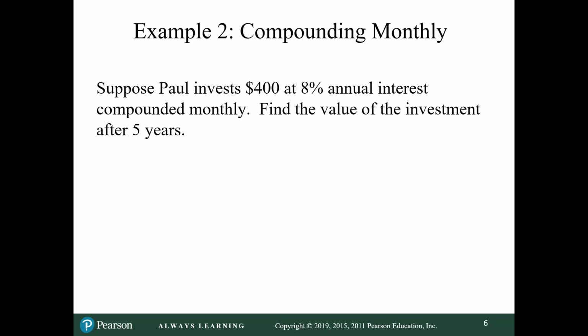So let's see compounded monthly. Paul invests $400 at 8%, so it's 0.08 divided by the number of times it's compounded per year. In this case, it's 12. That makes the interest rate really small, but then you take 12 times 5. Instead of taking the interest once per year for the 5 years, you're taking the interest 60 times. So you're making your rate smaller, but you're compounding it 60 times, which actually grows your money faster.